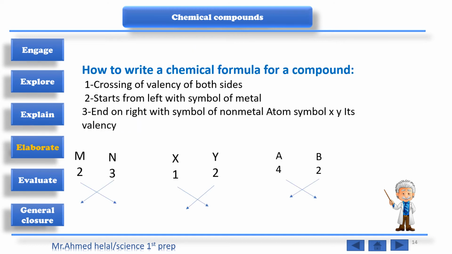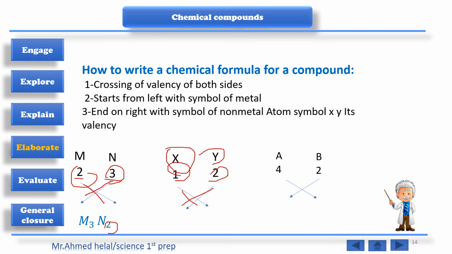How to write the chemical formula for a compound? Here we have M and N elements, and we will write a compound. This one is divalent and this one is trivalent. All we do is change the valency of each element. M will take the 3 to become M3, and N will take the 2 to be N2. So it will be M3N2. But here we have XY, X monovalent and Y divalent. We make the change to be X2Y1. But if we write Y1, it's not important to write 1, so we don't write 1 in the chemical formula.